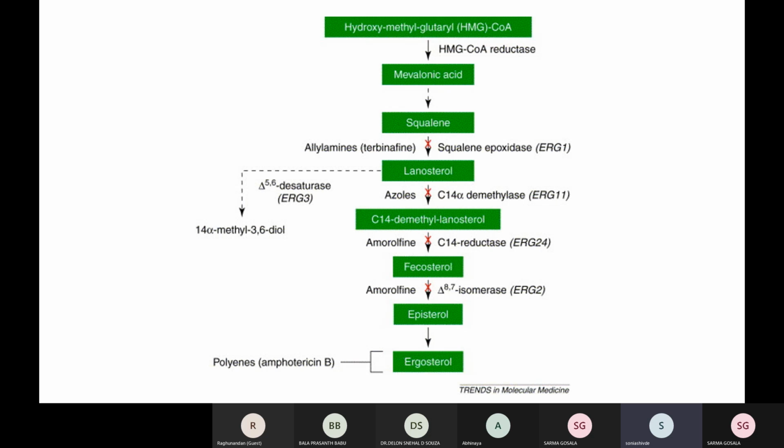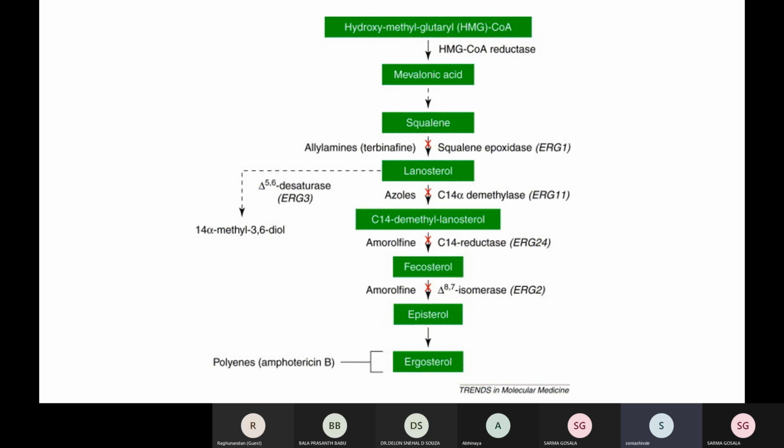Azoles inhibit the formation of this 14-alpha-demethyl lanosterol, and thus this is the checkpoint at which they are acting. This ERG11, whatever we are seeing on the right side in the brackets, are cytochrome P450 type oxidoreductase enzymes. These are very important. They catalyze this step. Azoles bind to these P450 enzymes and inhibit them, and put a check here.